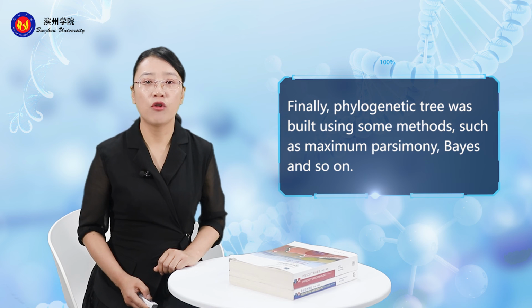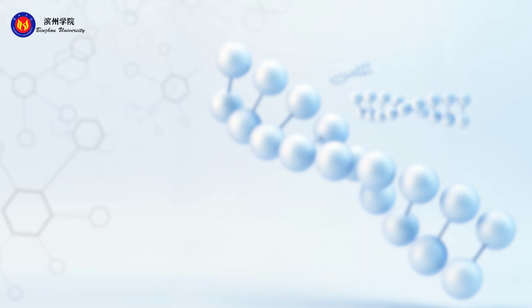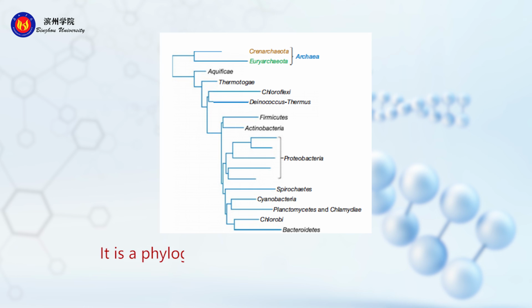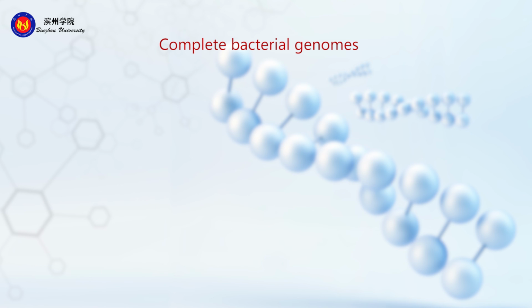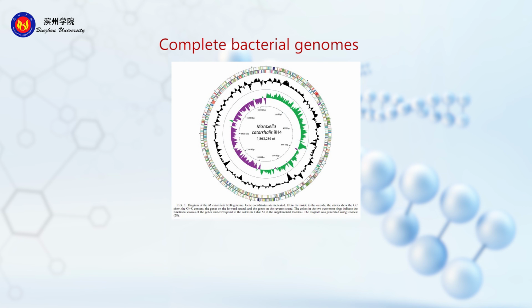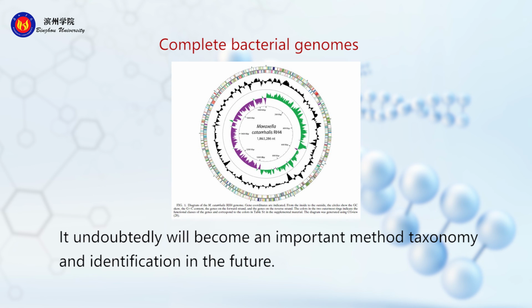Finally, the phylogenetic tree was built using some methods, such as maximum parsimony, Bayes, and so on. Look at this picture. It is a phylogenetic tree of some microorganisms. Finally, complete bacterial genomes have been sequenced. It undoubtedly will become an important method in taxonomy and identification in the future.